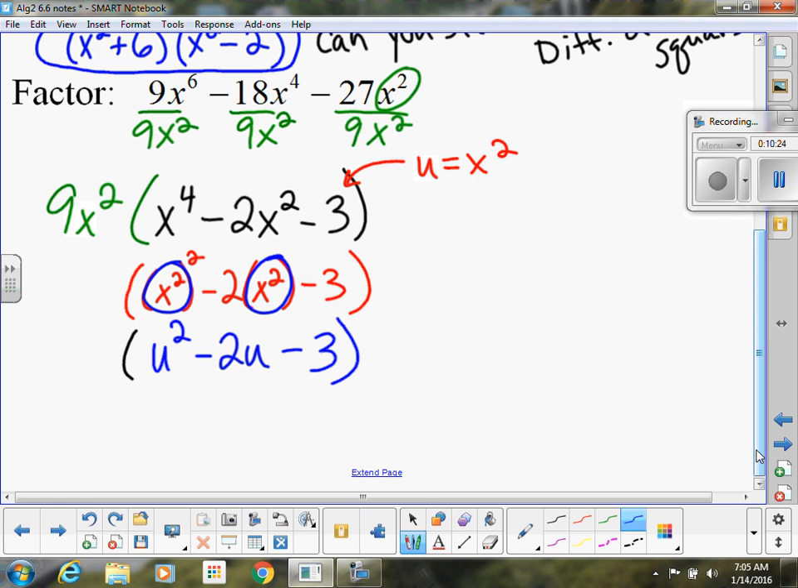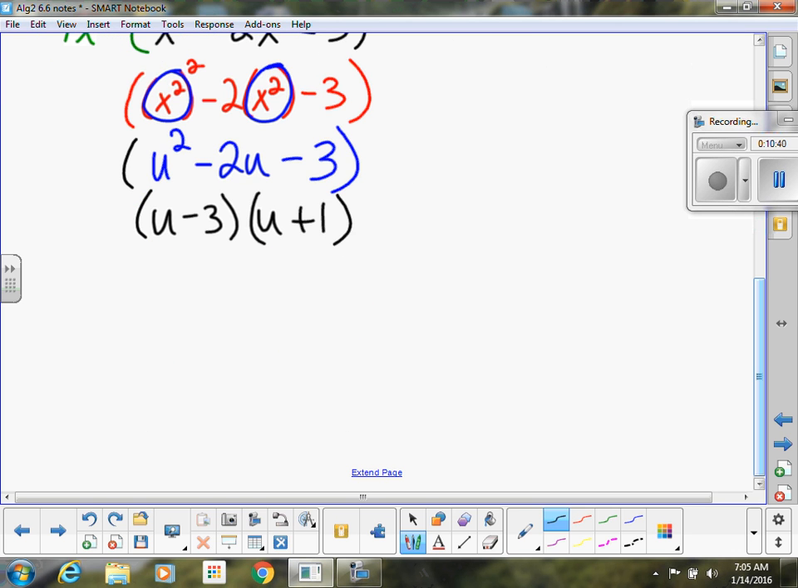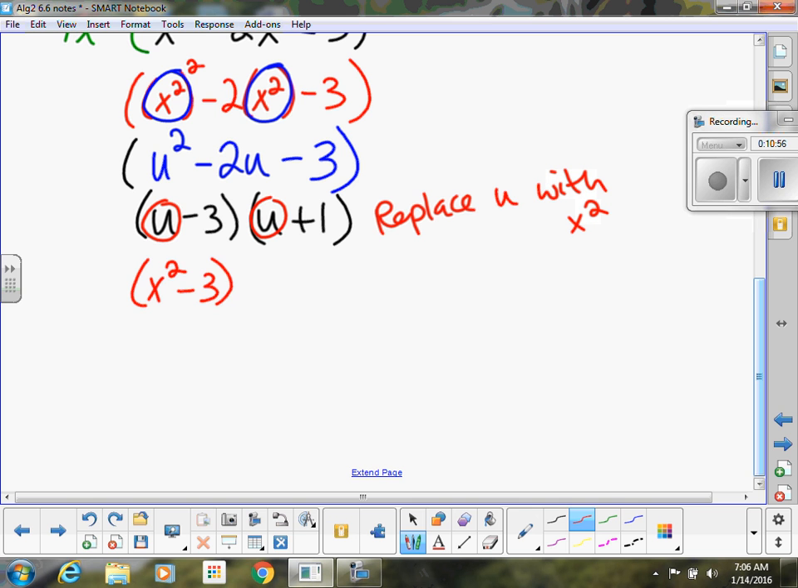So how do we factor this? Again, what two numbers multiply to give me negative 3, add to give me negative 2? So this is going to be u minus 3 and u plus 1. And then what did we say we do after that? Well, now we got to go back in and replace. So now we got to replace u with x squared. Anywhere where I see a u, I'm going back and substituting in x squared.